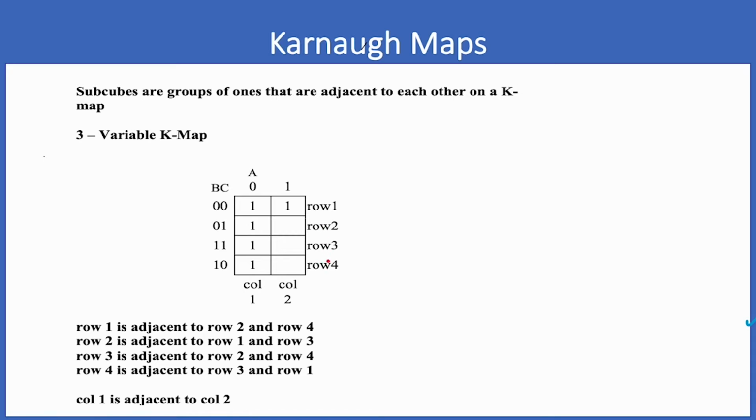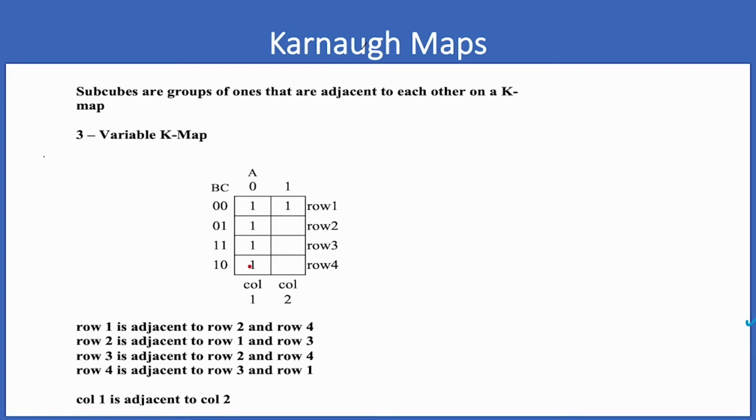There's 4 rows in this map. Row 1, row 2, row 3, and row 4. There's 2 columns. Column 1, this one here, and column 2 right here. And then row 1, 2, 3, 4.